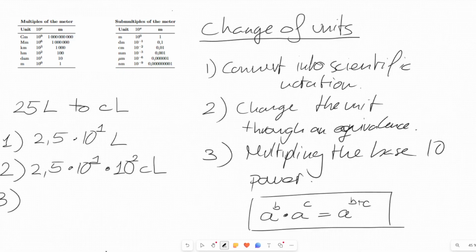And then in step number 3, we will just make the multiplication. So we will get 2.5 times 10 to the power of 3 centiliters. And here we've got the quantity converted. This is the method that we're going to be working with in these first months, and we will be working throughout the course in building those conversion factors for more difficult units and more complex units in general.